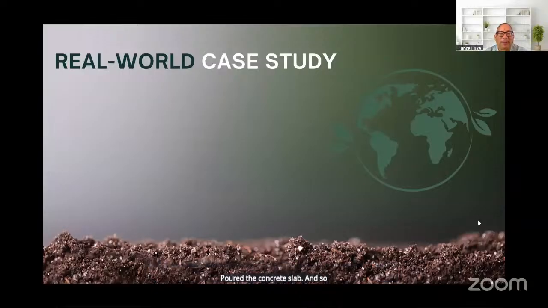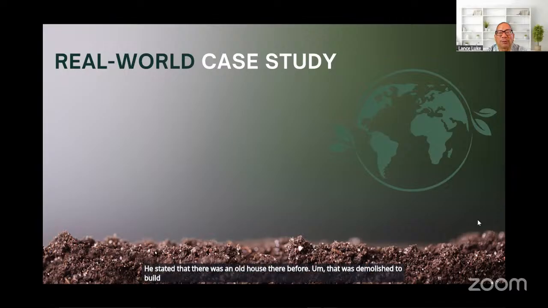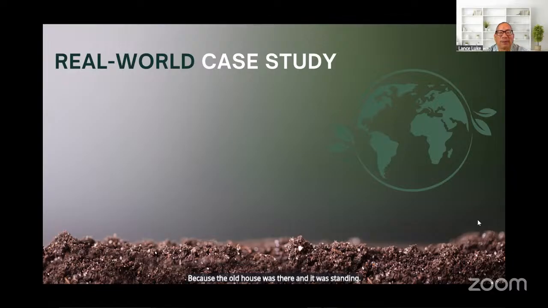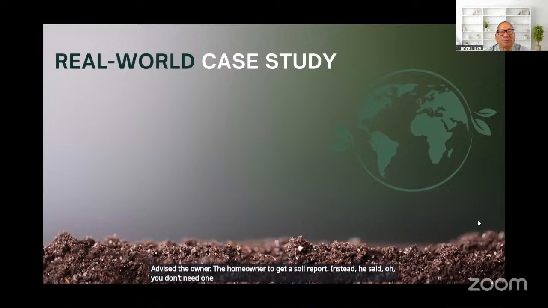And so when the deposition was taken of the general contractor, he stated that there was an old house there before that was demolished to build the new house. So therefore, because the old house was there and it was standing, no problem, he felt that he didn't need to do a soil report. So he never even advised the homeowner to get a soil report. Instead, he said, oh, you don't need one because the house was there already and we're just building another house.